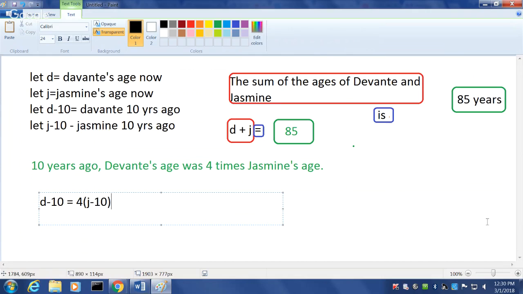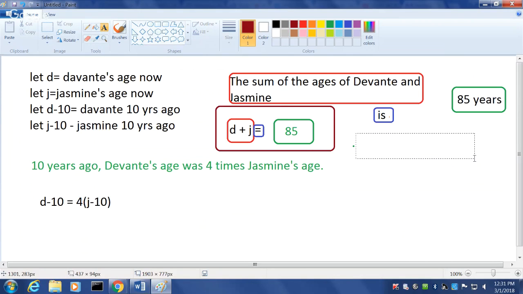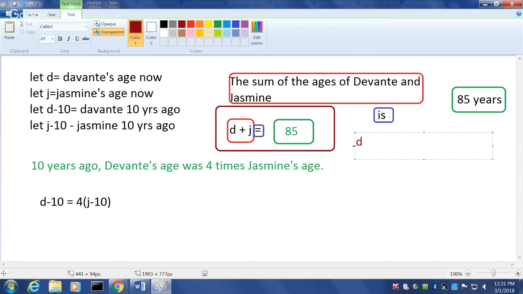And once we've got 2 equations, what we do is we try to turn it into 1. And the best way I can think of to turn it into just 1 equation is to look at this first one right here. And I'm going to subtract J from both sides. Yes, this is how we do it.